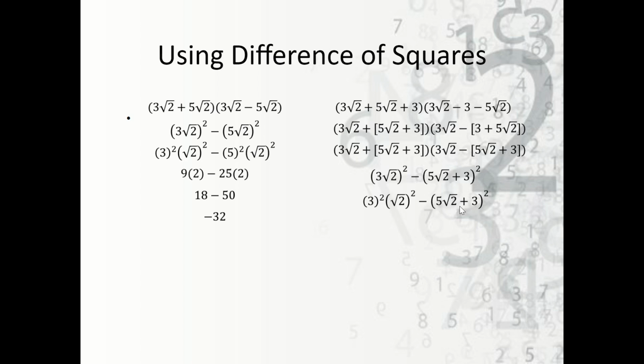Now with this, we're going to have to actually FOIL it. And when we do that, we get 9 times 2 minus (50 plus 30 square root of 2 plus 9). Now we're going to go ahead and combine these. So this negative sign goes to everything. So that's 18 minus 59 minus 30 square root of 2, because the negative sign's got to carry into everything. We'll combine these. 18 minus 59 is negative 41. And we'll keep this as minus 30 square root of 2.